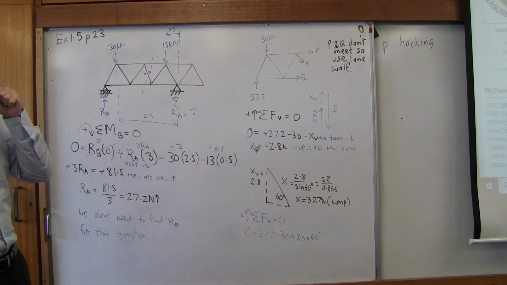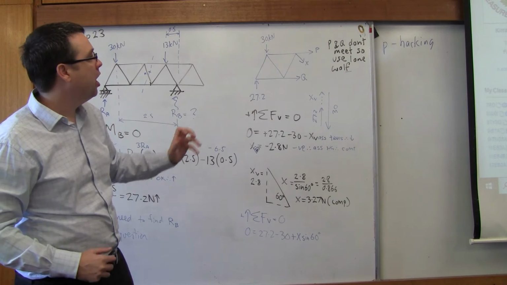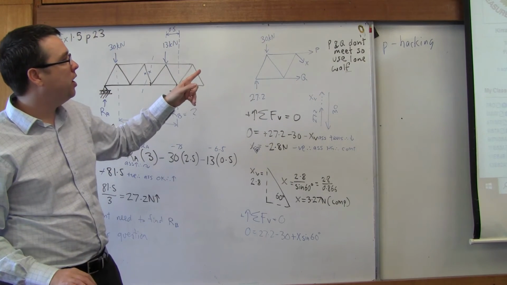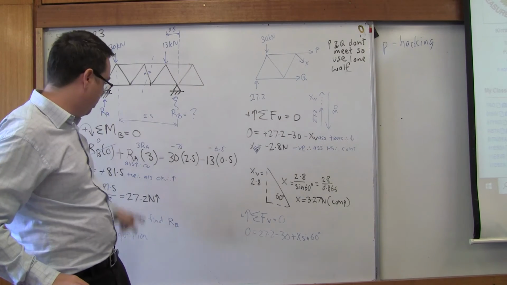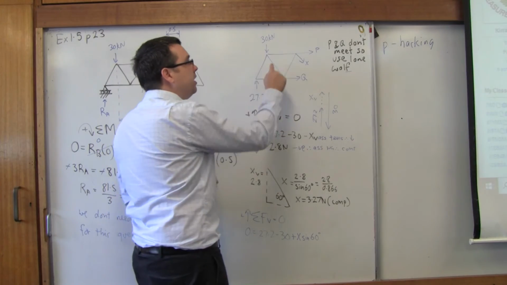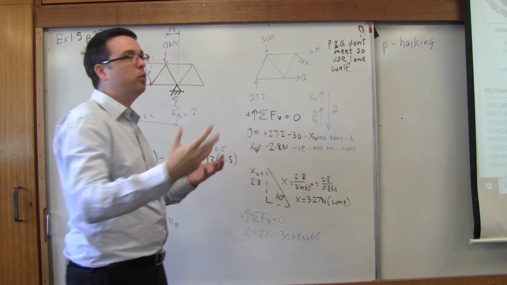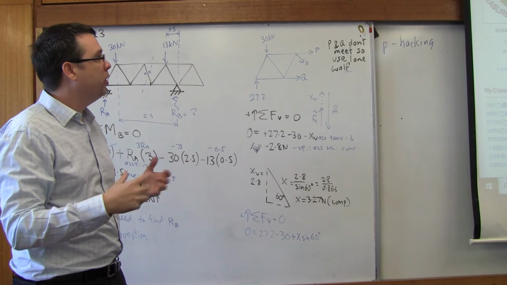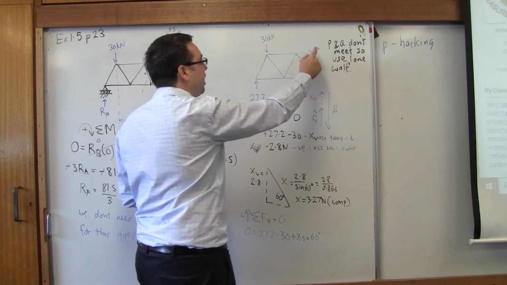Okay, so what I've done is I've redrawn our cut half of the truss. I've got two external forces, 27 and 30. The 27 is the reaction we found here, and 30 is the external force down. There are forces inside this truss, but we don't care about them because they're internal members and they're not being cut. These forces, on the other hand, are being cut.